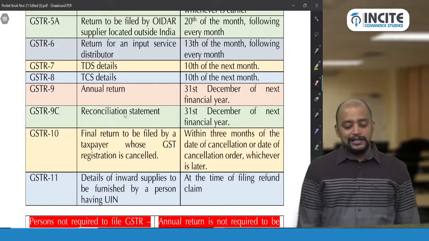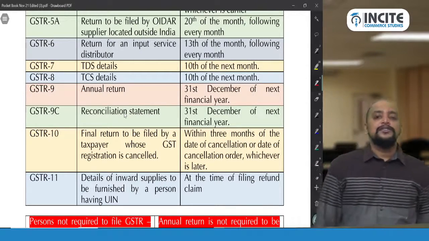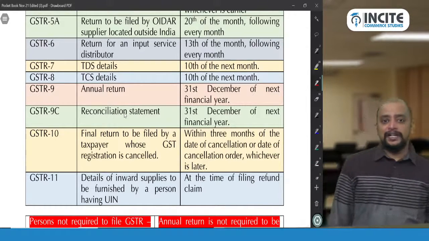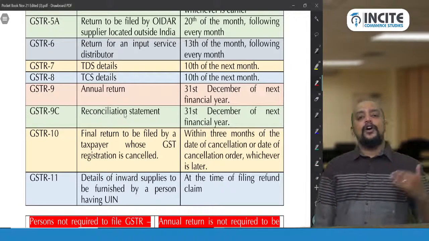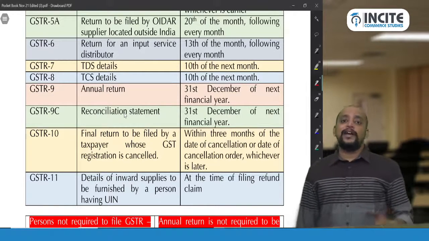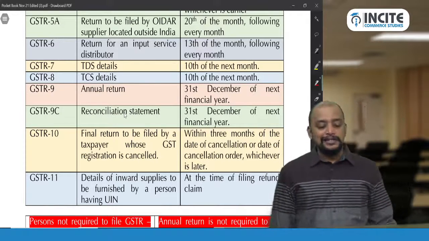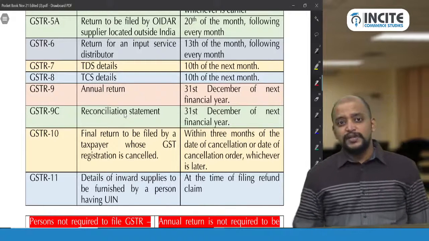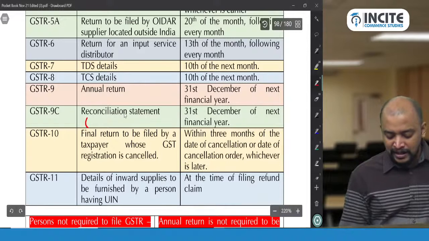And that reconciliation statement needs to be filed by 31st December of the succeeding financial year only. So whether that reconciliation statement should be audited or self-certified, that should be audited. For your exams, it will be audited only. So audited, and that too when the aggregate turnover exceeds 5 crores. So GSTR 9C's applicability will come only when turnover exceeds 5 crores. Not 2 crores, 5 crores. That is the extended limit.